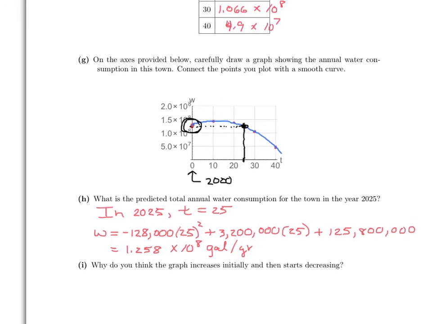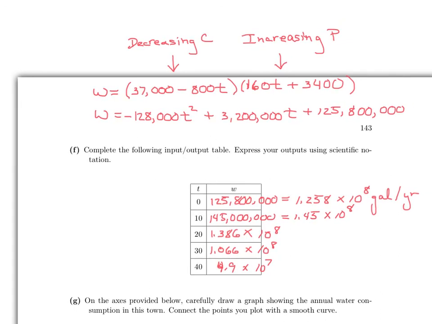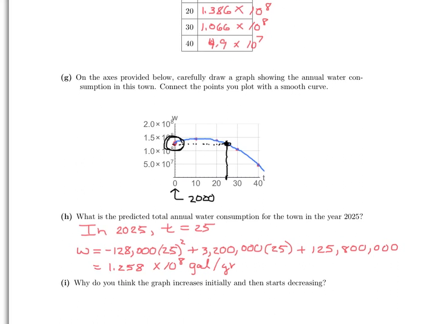Well, if you recall, let's go back all the way up here and think about how W was created. W, remember, is a product of the per capita consumption and the population of the town. Each person's consumption was assumed to decrease at a constant rate. Meanwhile, the population was growing at a constant rate. What you are seeing in this picture is the interplay of two competing factors: increasing population growth at a constant rate, and each person's water consumption decreasing also at a constant rate.